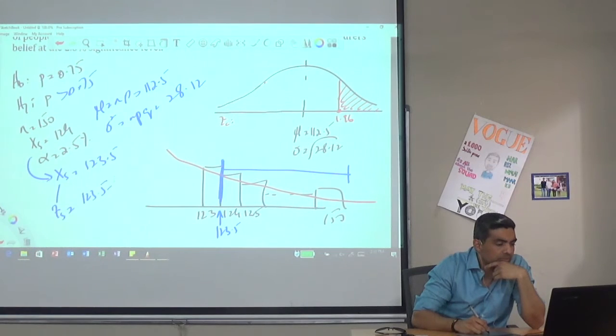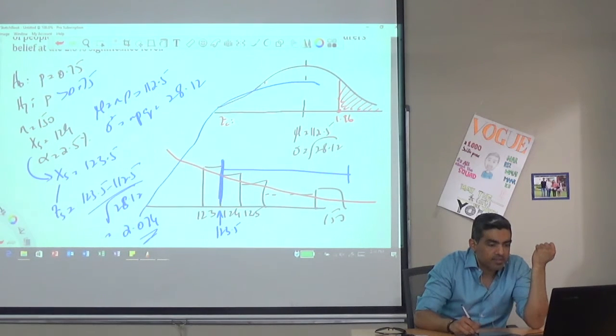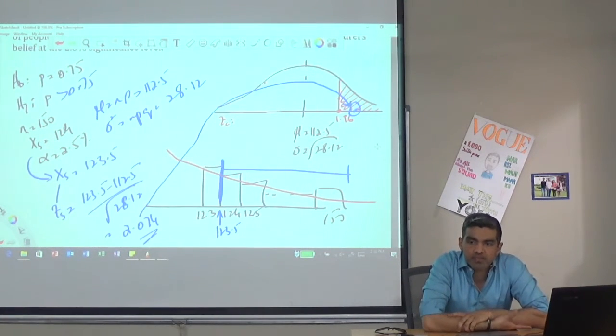123.5 minus 123.5. How much is it? 2.074. I believe we are very much in the rejection region. We are beyond 1.96. We are very much in the rejection region.